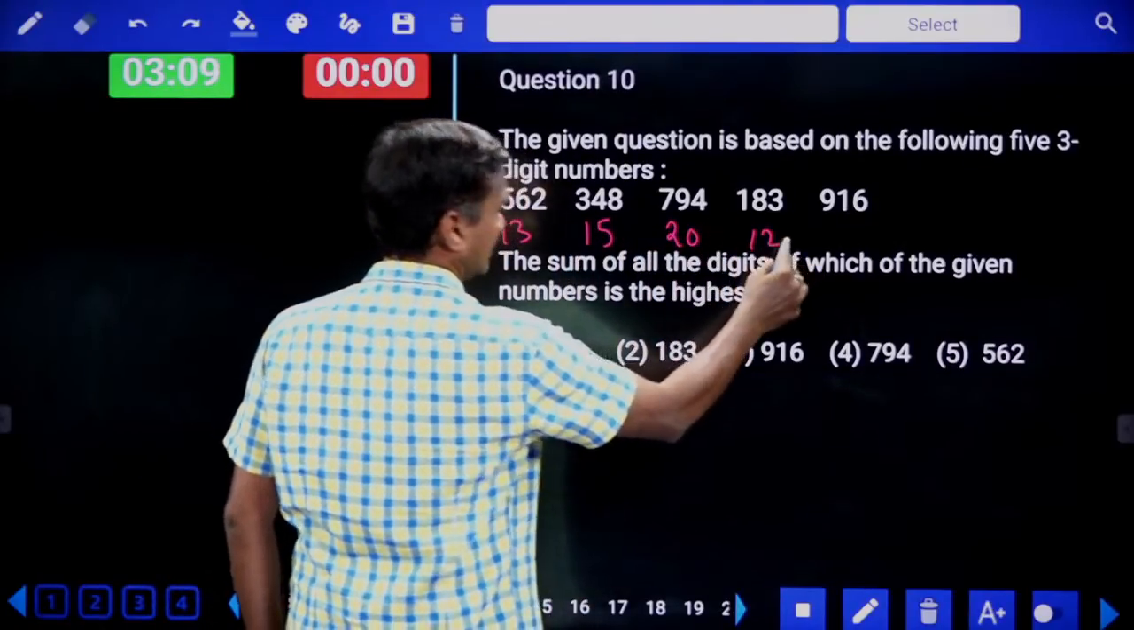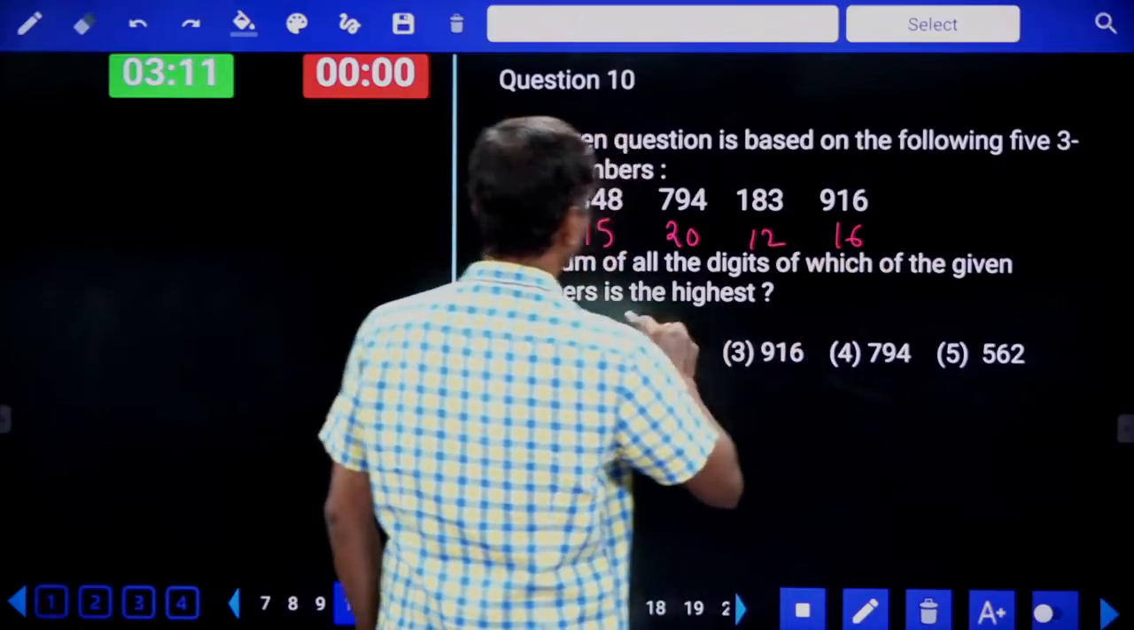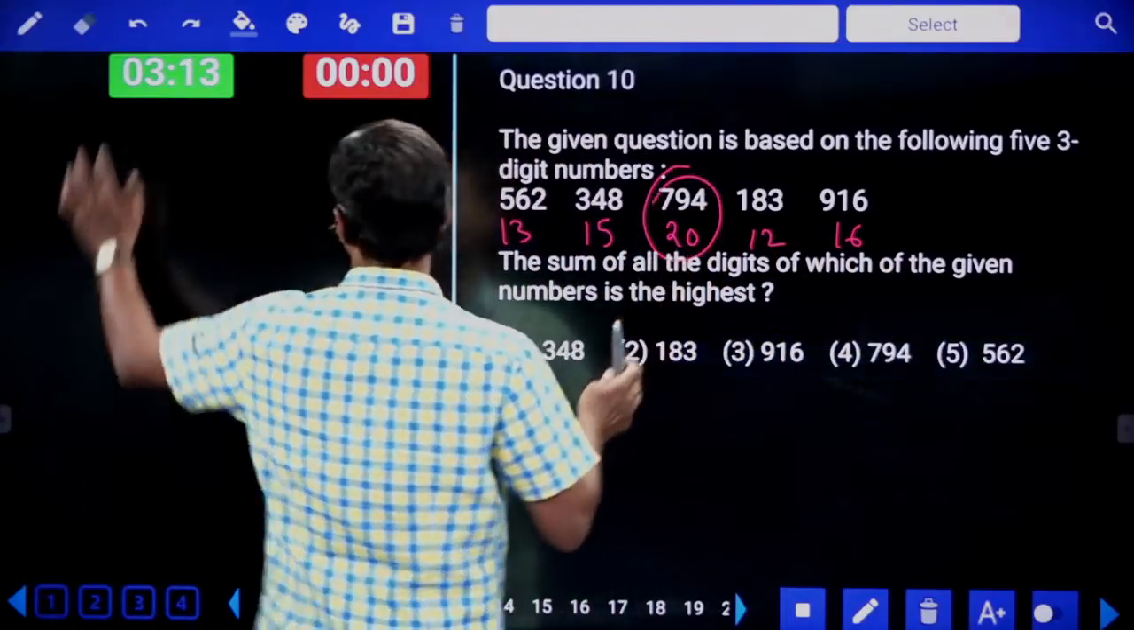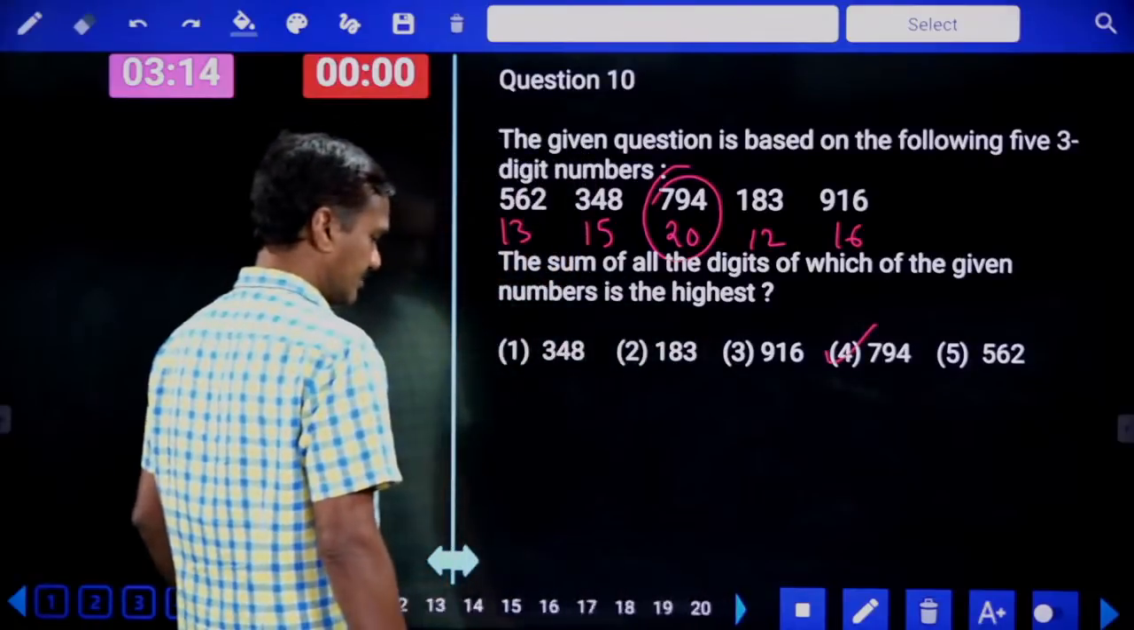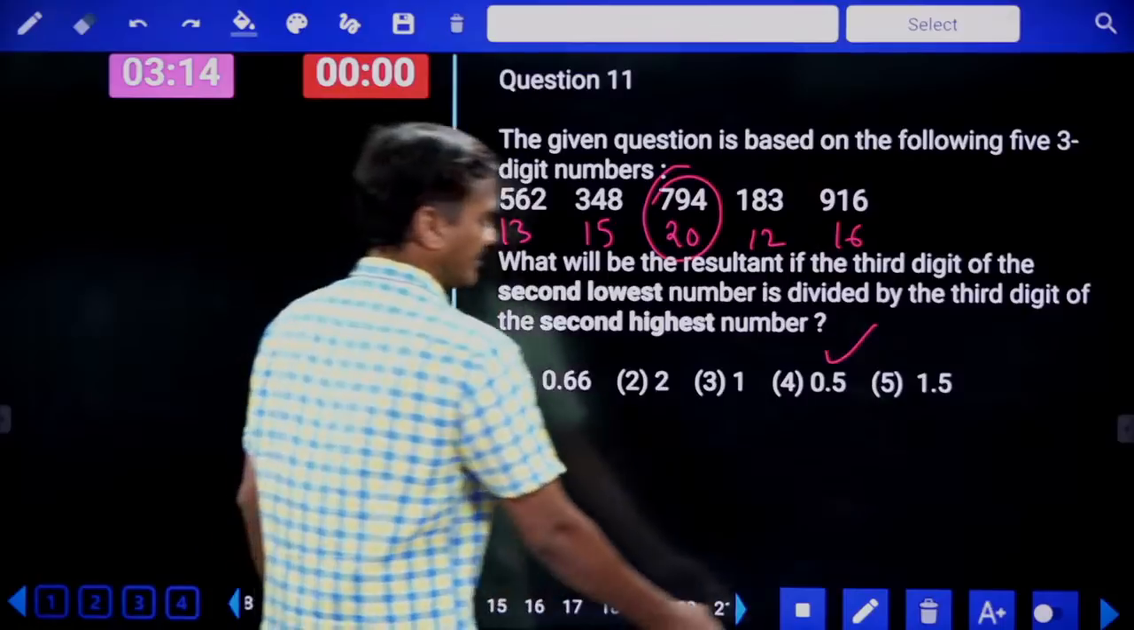9 plus 3 is 12. Here it is 16. And which is the highest? Hence 20 is the highest, that is choice 794, choice 4. Question number 10, it is choice 4. Then 11th one.